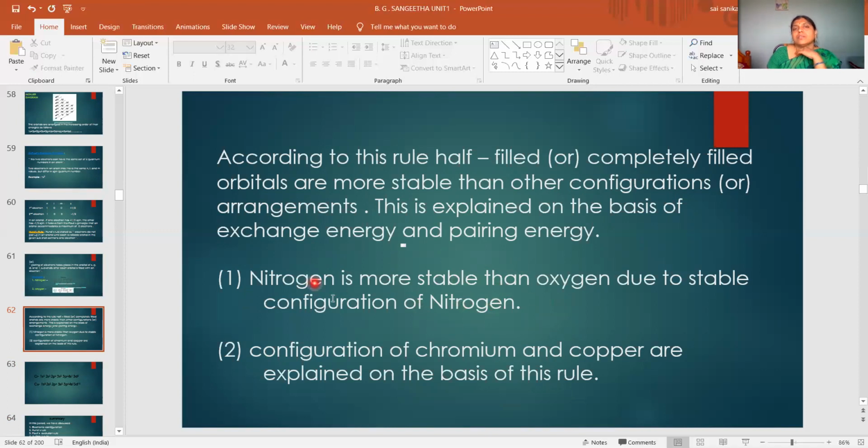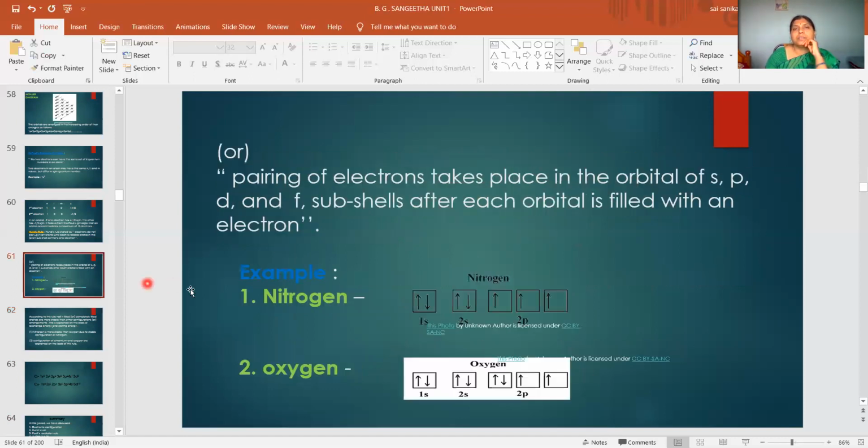According to Hund's rule, nitrogen is more stable. Why is nitrogen more stable than oxygen? Nitrogen has half-filled orbitals, whereas the oxygen atom has incompletely filled orbitals. Always, half-filled and completely filled orbitals are more stable. So in nitrogen, a single electron is present in each orbital.